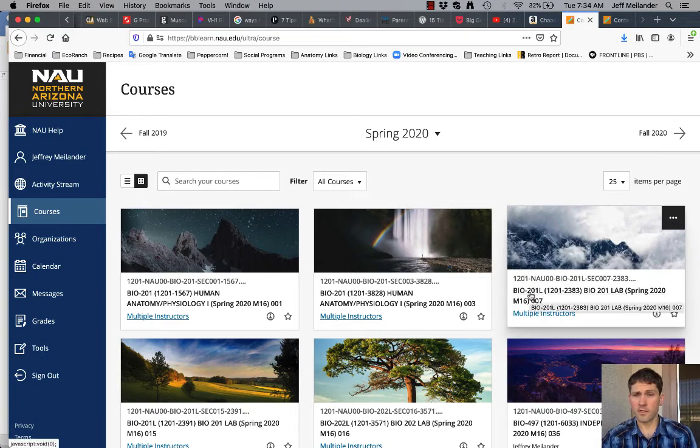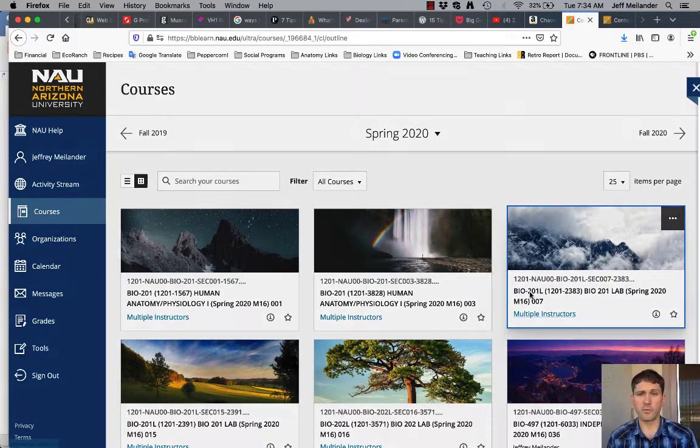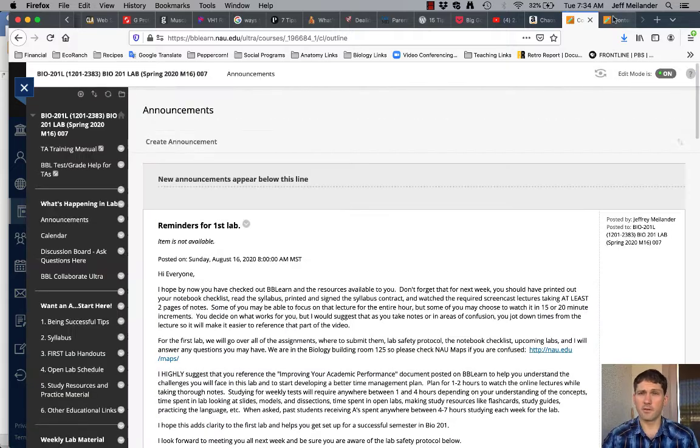So we're going to start here with Bio 201 labs. I also have a Bio 202 shell open up here in my tabs. You'll notice up here is your section, so that's going to be good for you to keep track of. You'll also notice that Bio 201 and Bio 202 shells are pretty much identical except for their weekly lab content.